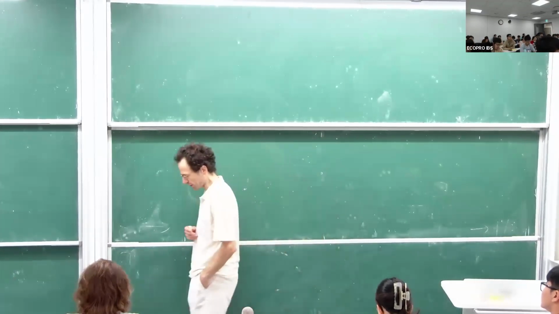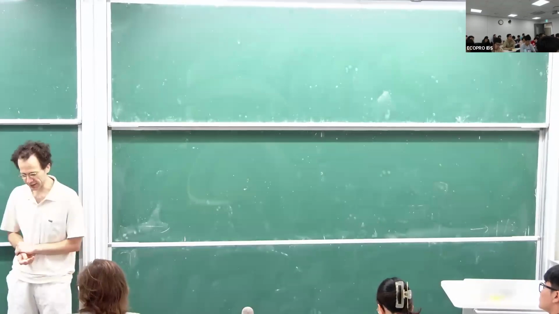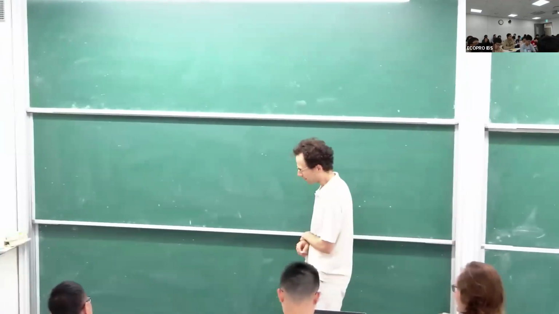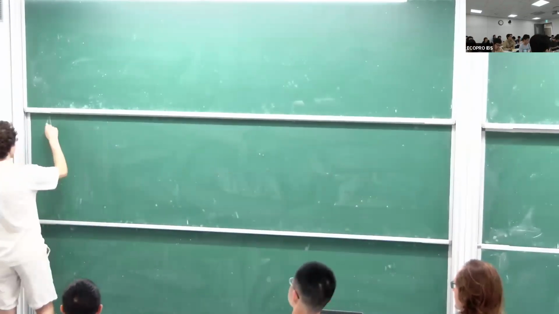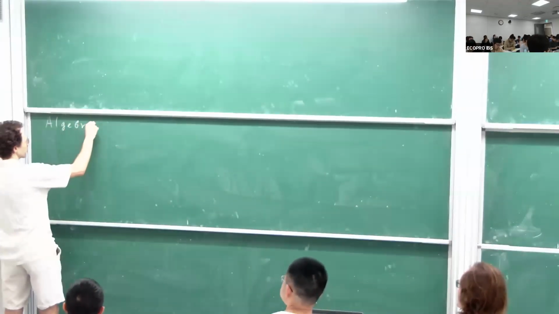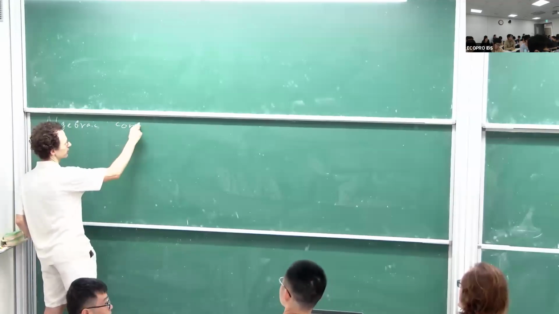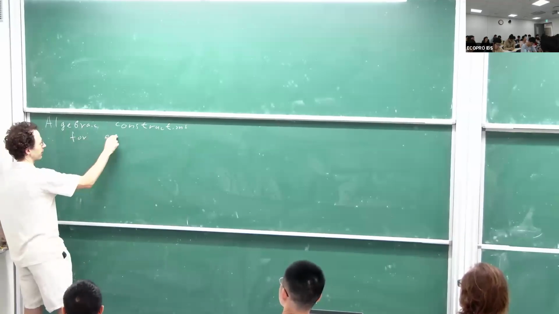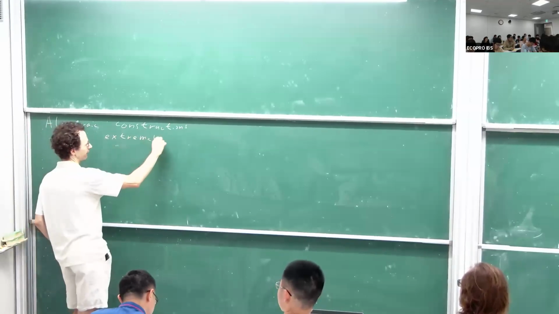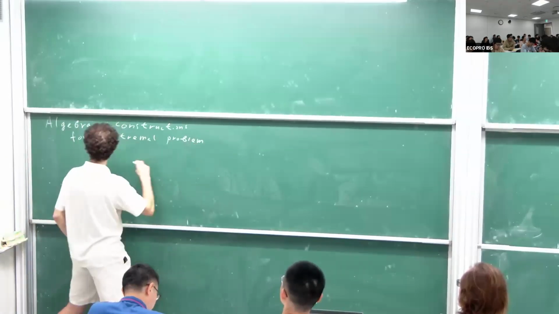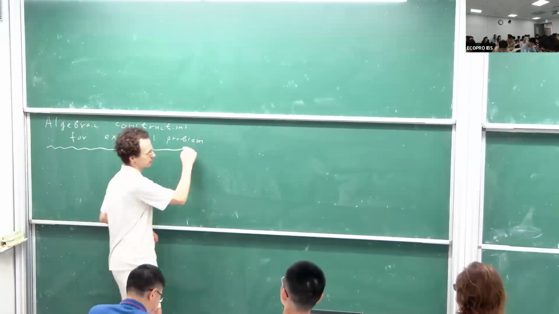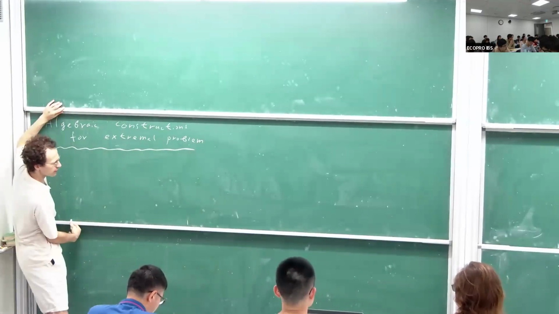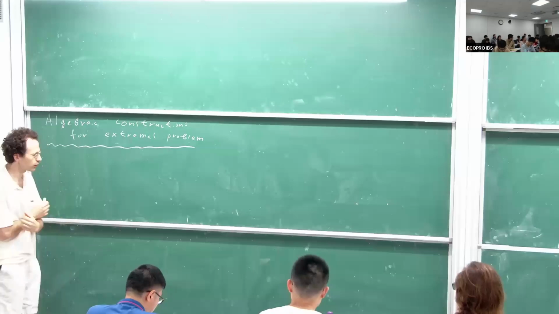So as promised, we are starting a second mini chapter of this mini course. This is going to be about algebraic constructions for extremal problems. So let me first introduce what I mean by extremal problem. I would expect many of you are already familiar with this kind of thing, but let's just start so we're all on the same page.